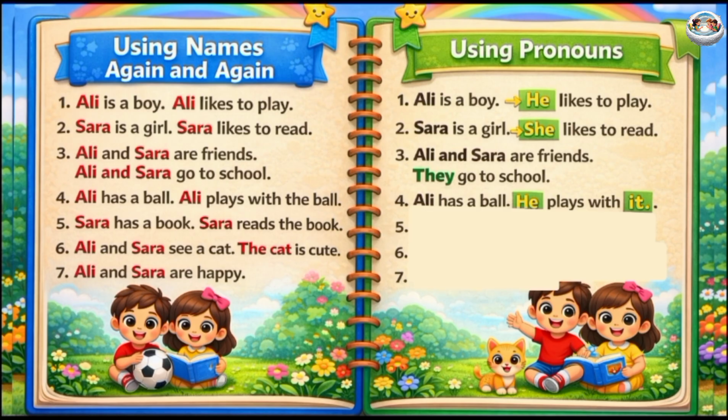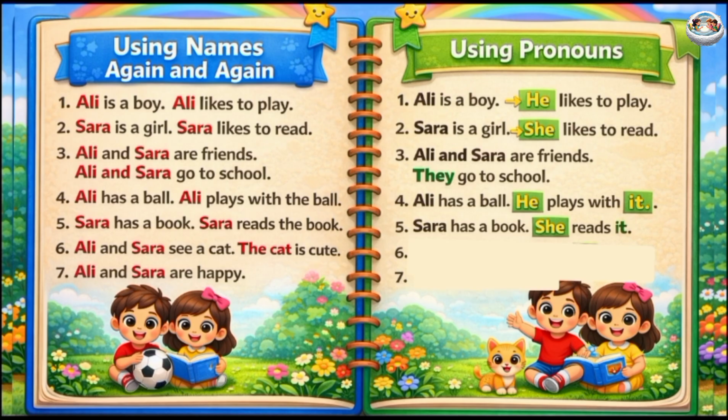We use he instead of the name Ali and it instead of a ball. Number 5. Sarah has a book. Sarah reads the book. By using pronouns, we can say Sarah has a book. She reads it. In this sentence, we use two pronouns, she and it. We use she instead of the name Sarah and it instead of book.